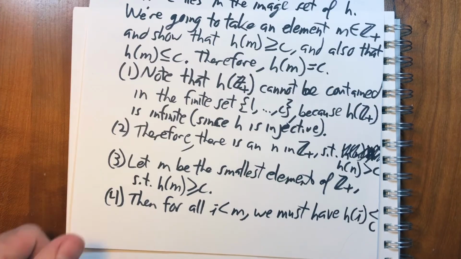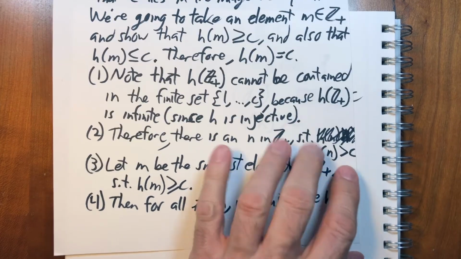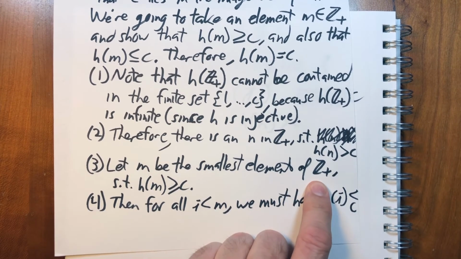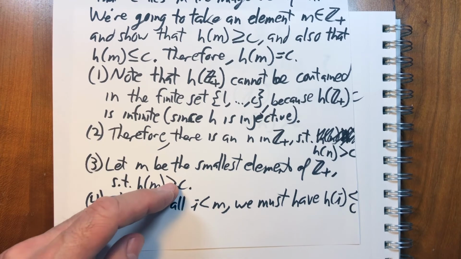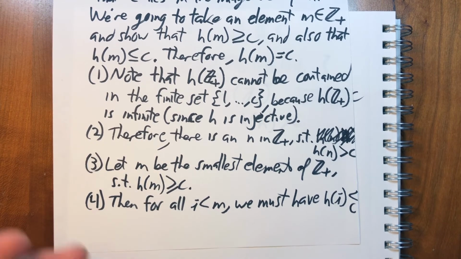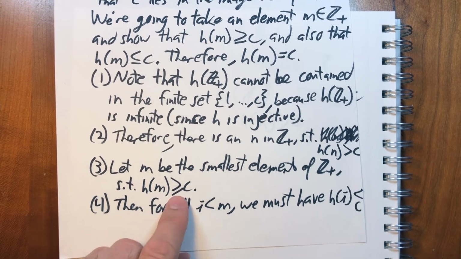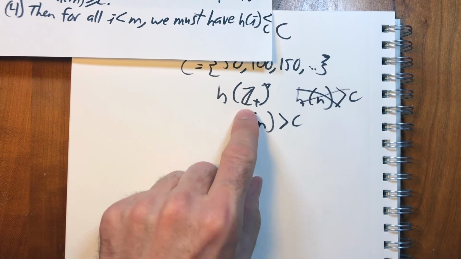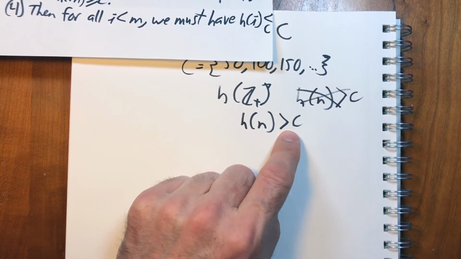Okay, so then next we say, we've shown that there's some element n in the positive integers such that H of n is bigger than c. So now let m be the smallest element of the positive integers such that H of m is bigger than or equal to c. Now again, this is a little bit weird because here I just said that it's bigger than c and now I'm switching it to bigger than or equal to c. Why? Well, we know that there's at least one element of the positive integers such that H of n is bigger than c, right?